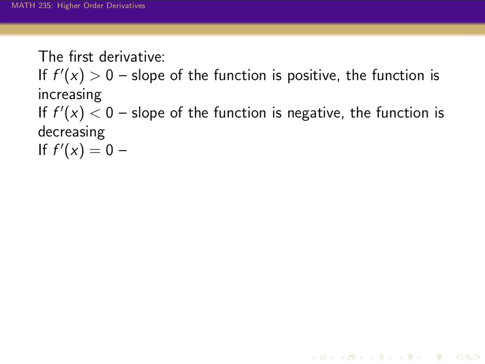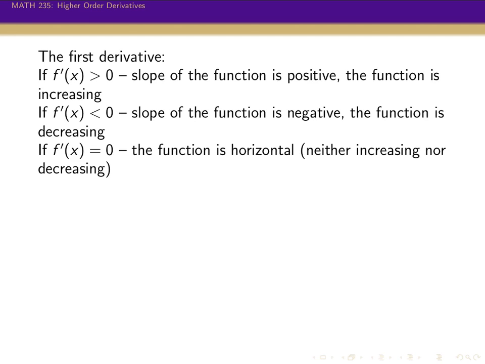What if the derivative is equal to 0 at a point? Well, that means that the function is horizontal there, and so it's neither increasing nor decreasing. So having a derivative equal to 0 is sort of in between, it's just going flat at that point.